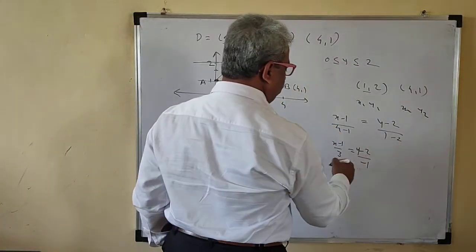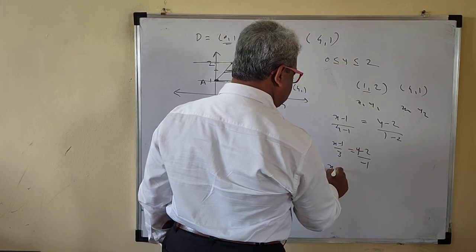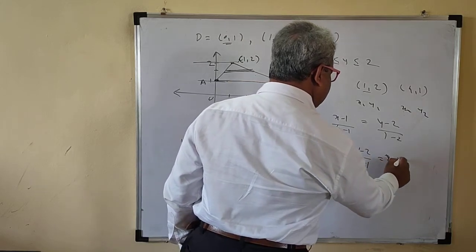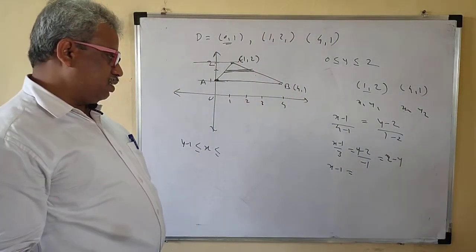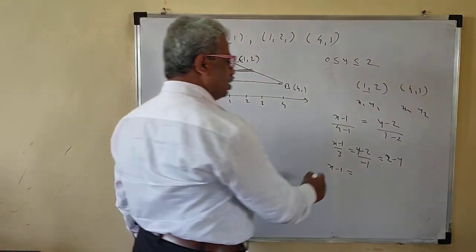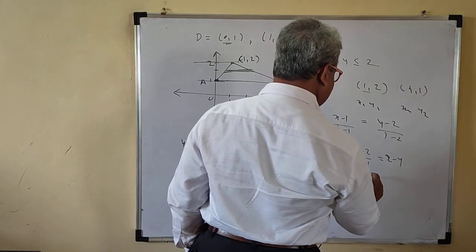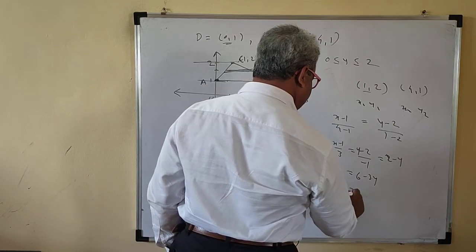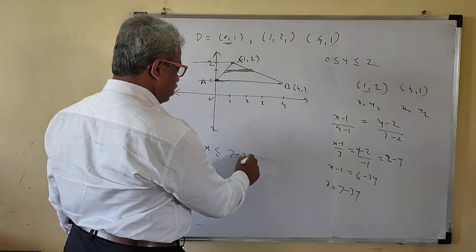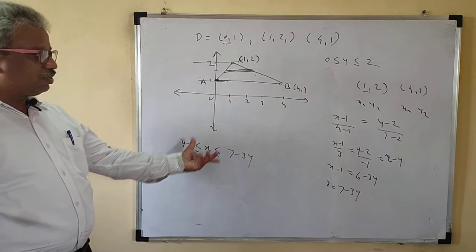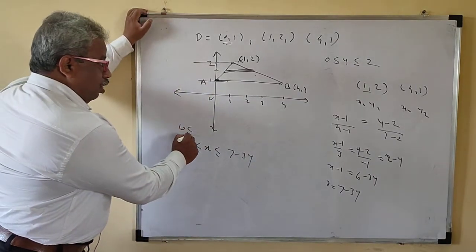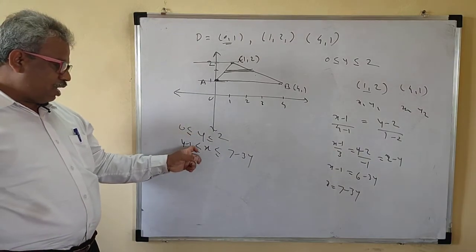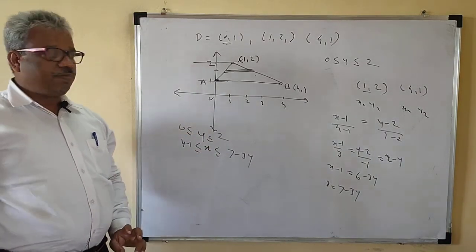Now we multiply across. This is x minus 1, and this will be 3 times (2 minus y), so 6 minus 3y. So x is equal to 7 minus 3y. Now choose the correct option. This will be your region then: 0 ≤ y ≤ 2, y minus 1 ≤ x ≤ 7 minus 3y.